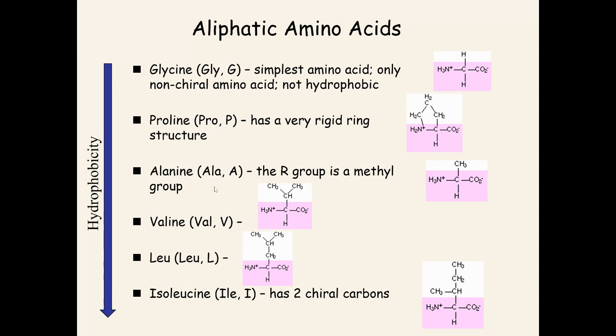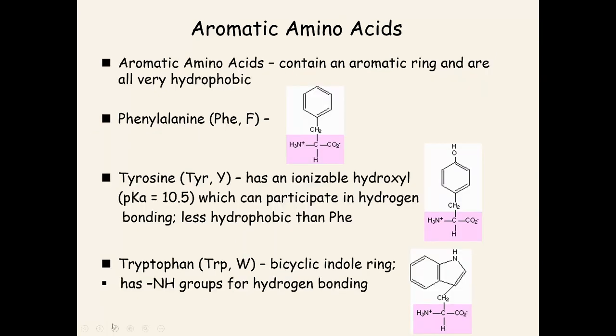And all right. The aromatic rings are very, very bulky. Phenylalanine there, just a CH2 with the benzene ring, aromatic ring. Tyrosine has an ionizable hydroxyl group, and we're going to talk more about that a little bit later. And then to use some organic chem language, the tryptophan has this indole ring, bicyclic indole ring.